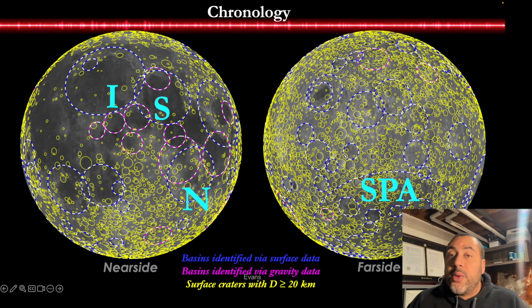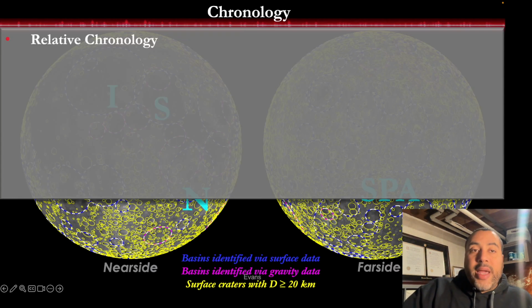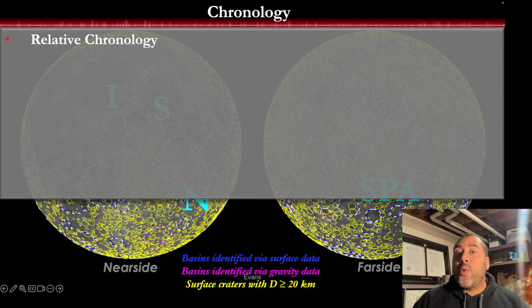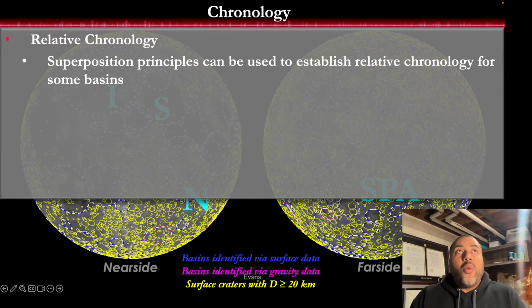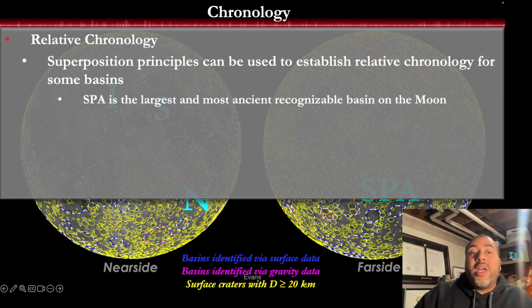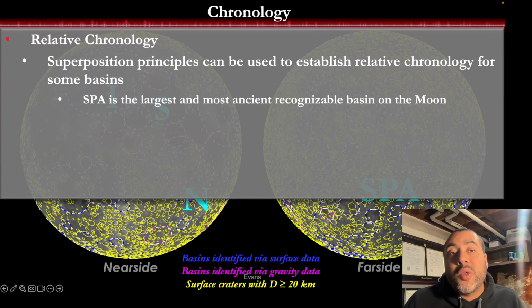So there are a few ways that we do chronology for planetary bodies. One of those falls under the banner of relative chronology, and there are several ways to do relative chronology. One is using the principle of superposition, which is as simple as it sounds. If we have 2 basins or craters next to each other and you see that one has ejecta on top of another, you know the one that's covered by ejecta must be older than the one that emplaced the ejecta. So this is the concept of relative chronology. And through this, we know that SPA is not only the largest impact basin on the moon, but it's also the oldest impact basin on the moon.